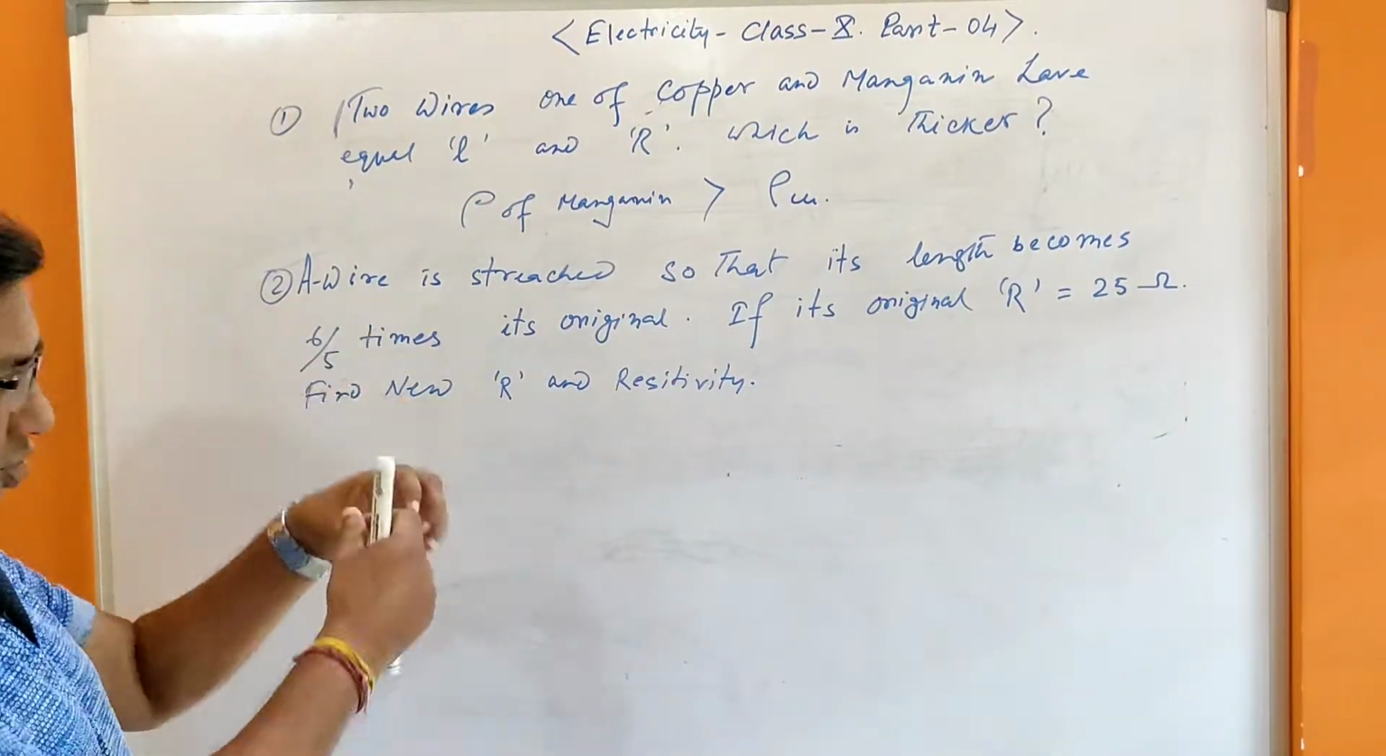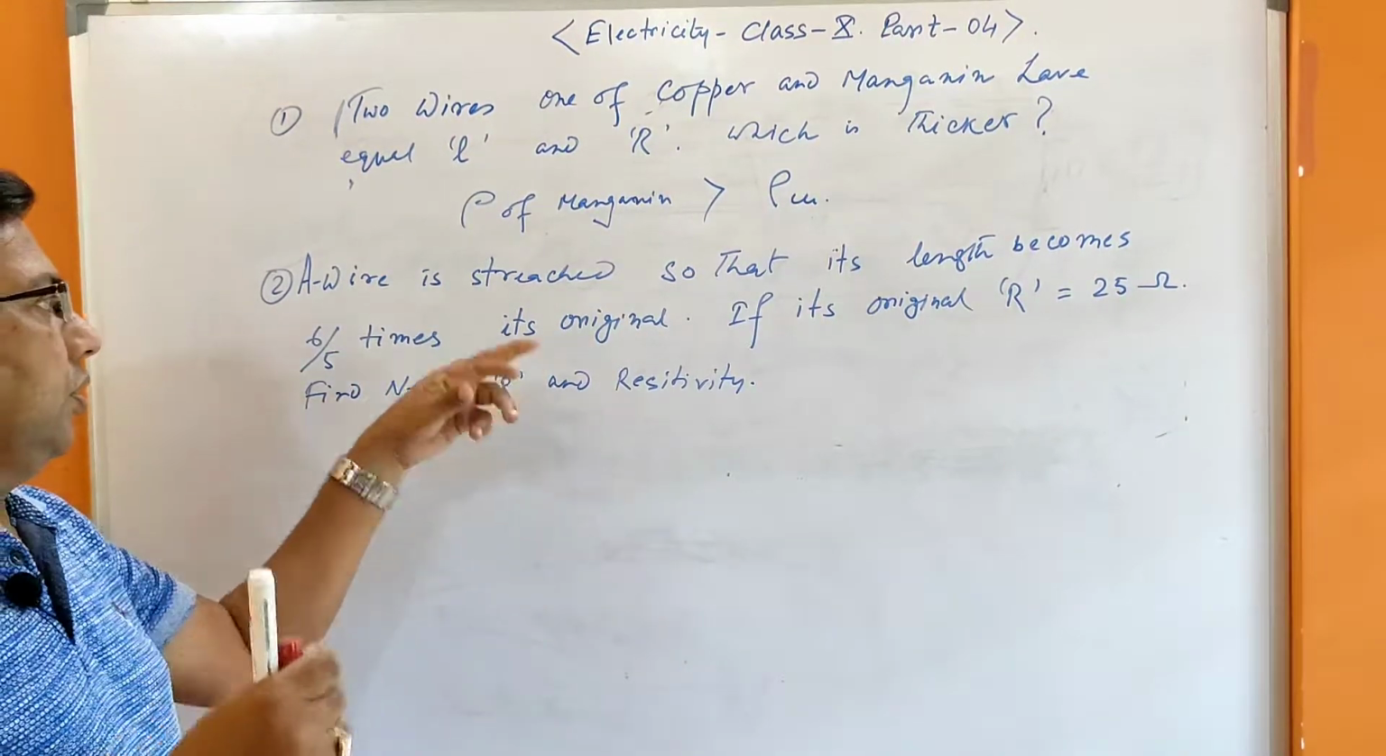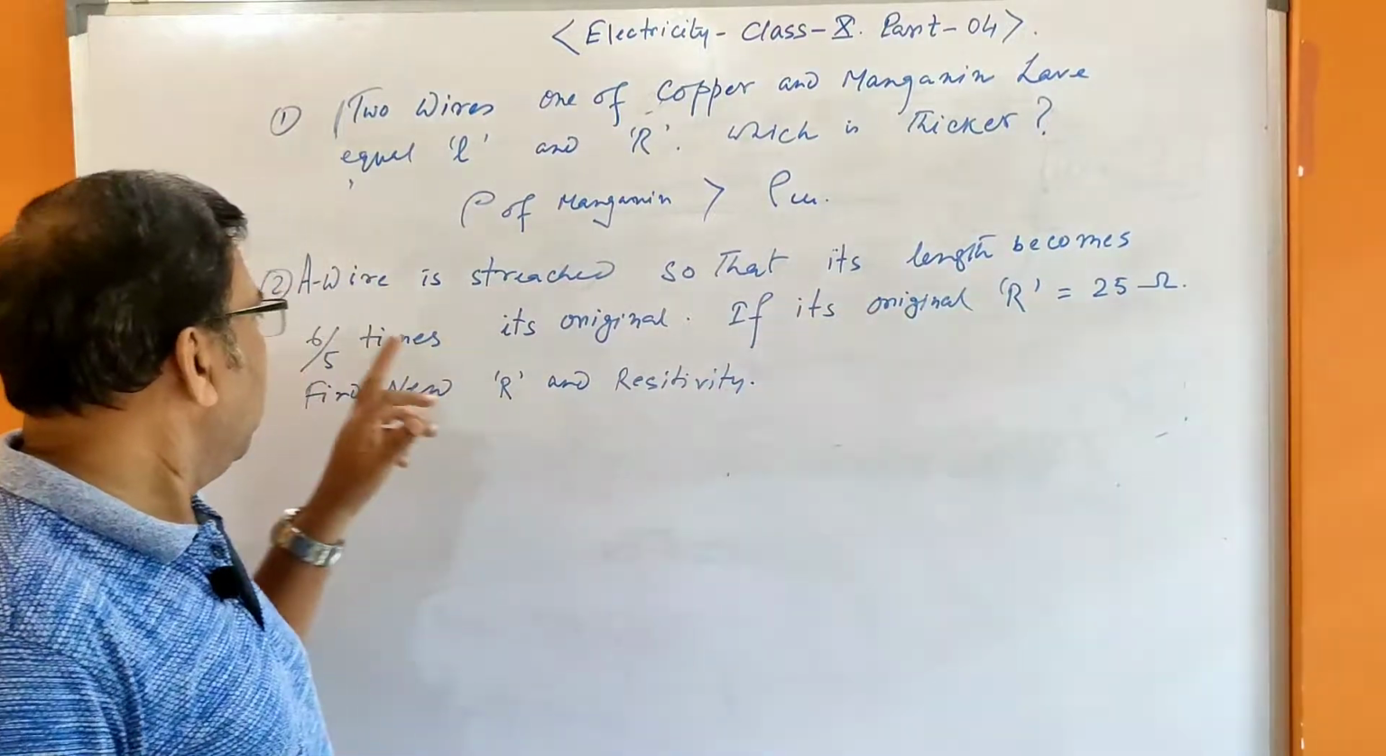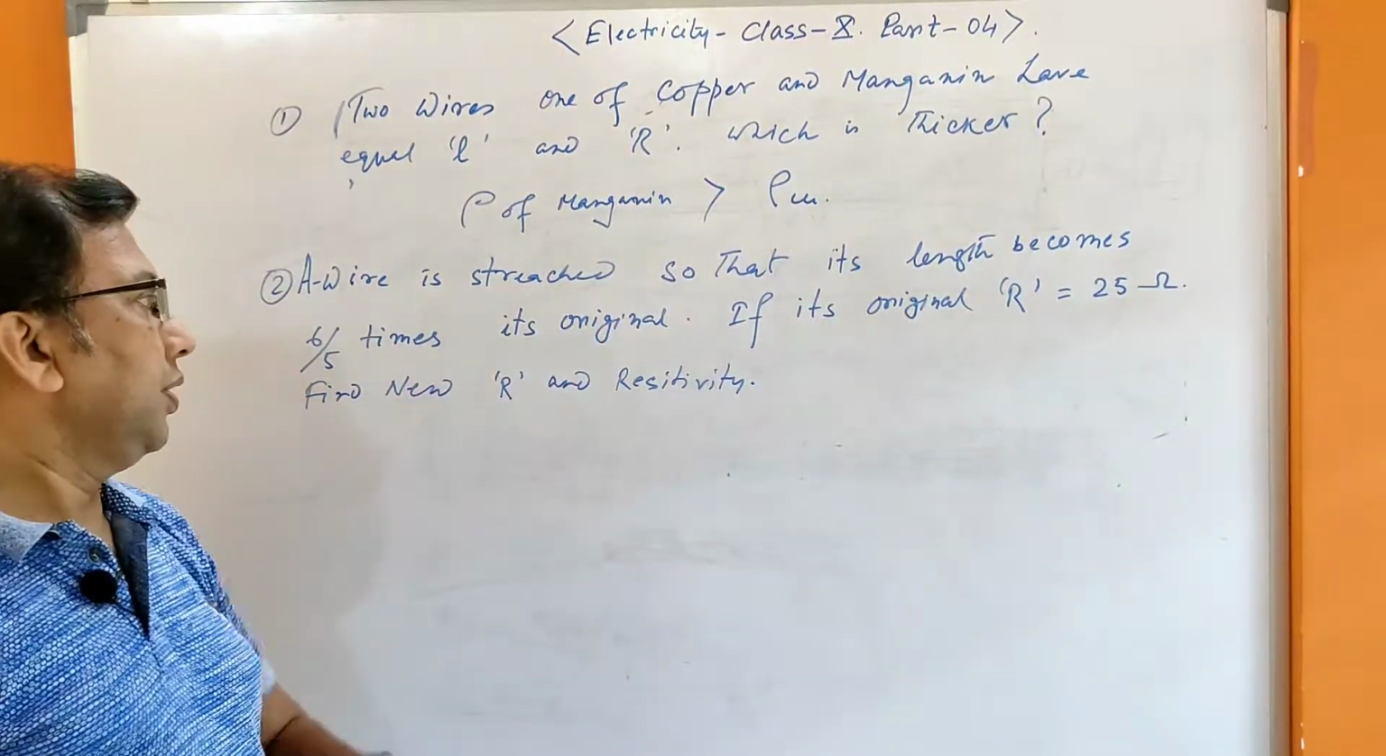Question number two: a wire is stretched so that its length becomes 6/5 times its original.